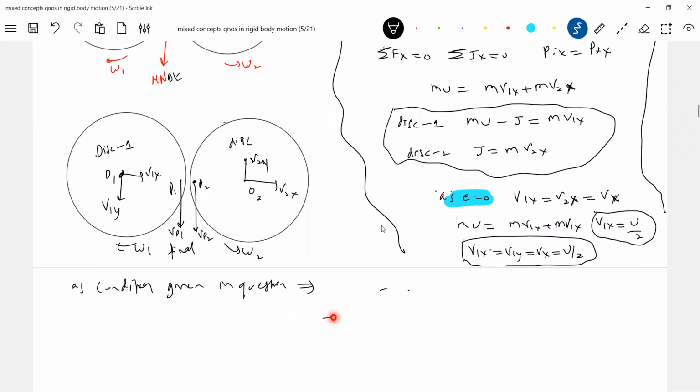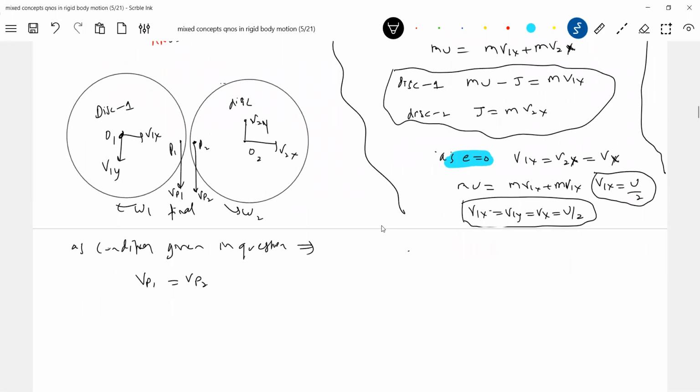Let me write here. Vp1 is equal to V1y plus R omega 1. What is Vp2? Vp2 should be equal to R omega 2 minus V2y. Why are we writing this equation in this way? Because the body has both disk 1 and 2, both rotating as well as translating.